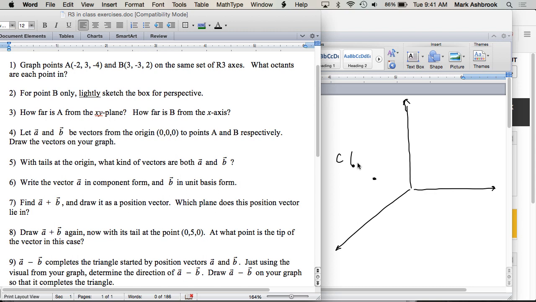So point C is (x1, y1, z1) and point D is (x2, y2, z2). Then what's vector CD? Write out vector CD. Point C is (x1, y1, z1), and point D is (x2, y2, z2). Question?